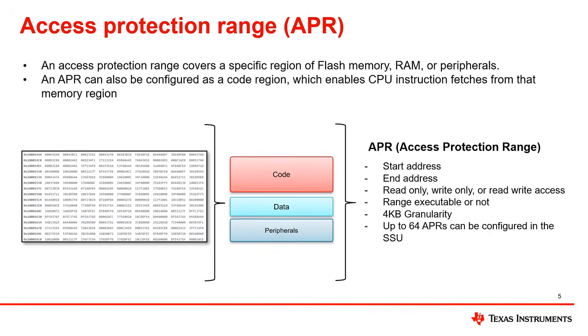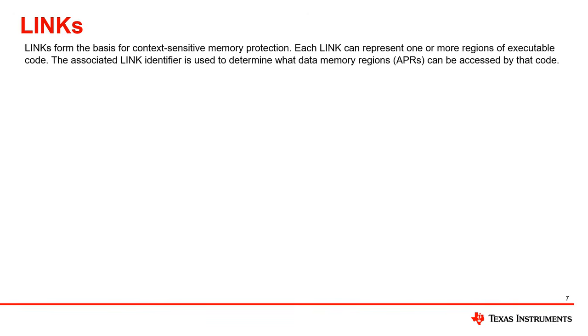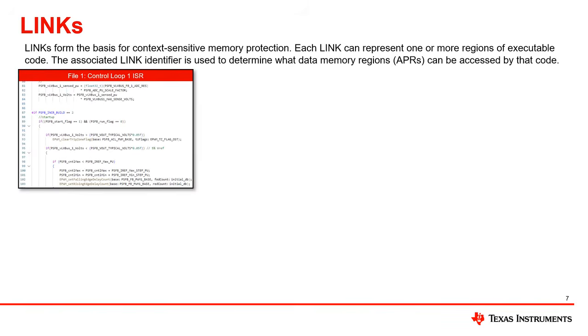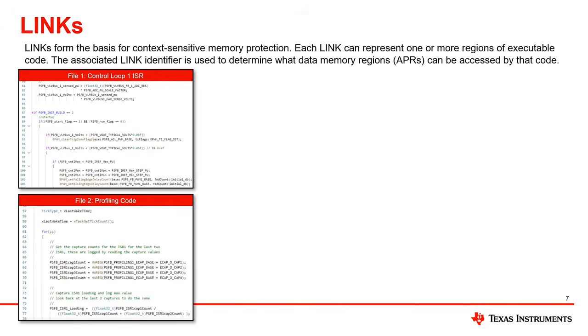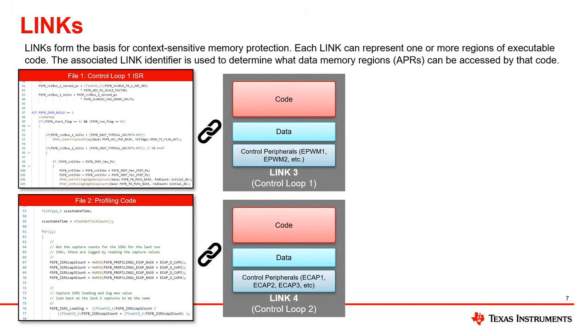Now, how exactly do these APRs get linked to a section of code or data? Well, this is done through the concept of links. Links are responsible for associating a context of code or data and linking that to one or more APRs. Up to 16 links can be defined within the SSU. An example of link usage would be having a link for your control code and another for, say, your ASIL-D level code. In this example, I have two separate files with different executions that I do not want interfering from one another. I can associate each respective file and its content, code, data, etc. with a link. APRs are then associated to that link.